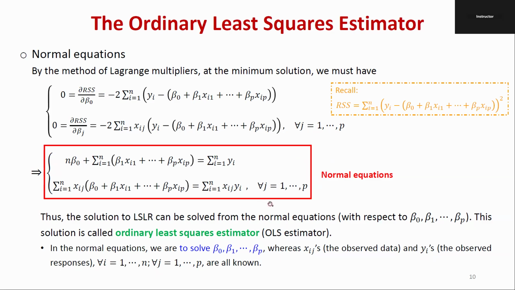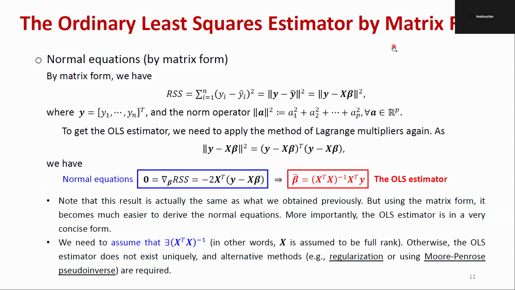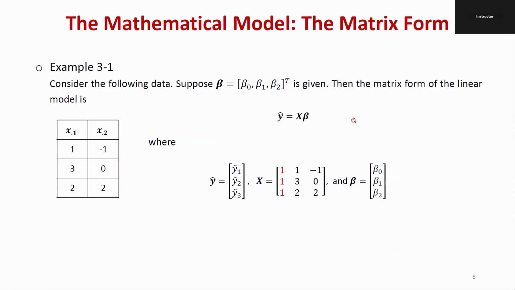But again, I cannot write a general form in this way, even if this is correct. Why? Because it's just too complicated. So later you will see that with a matrix form, I can easily write an analytic solution. First of all, we want to rewrite the RSS in the matrix form, which is this, and then we can write it in the norm form, which is y vector minus y hat vector. And what is y hat? Remember the matrix form?